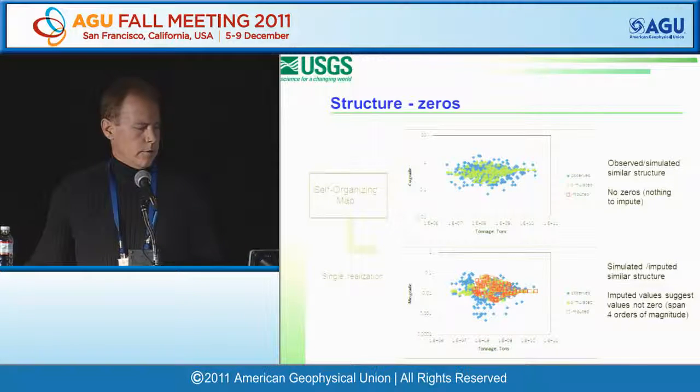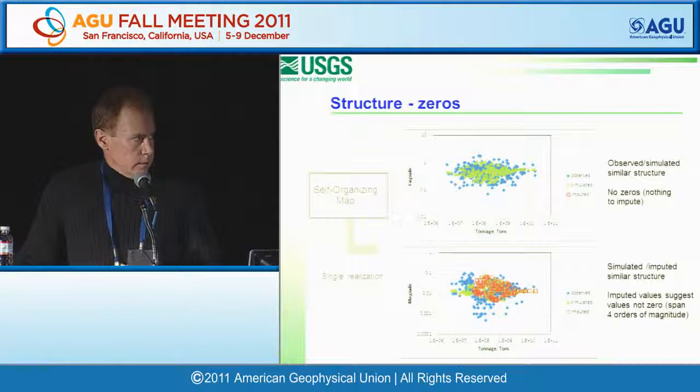But in general here, if we look at the upper panel from the self-organizing map, I have done one realization, and we can see that the observed and simulated structure is similar. There are no zeros, so there's no need to do any imputation of the results. But because they have a similar structure, the zeros themselves span over 4 orders of magnitude in terms of tonnage, and the zeros are not zeros. The zeros are real values, and in this case, the SOM is able to identify the approximate magnitude of those values.